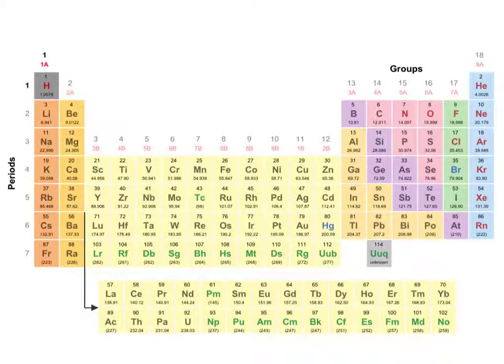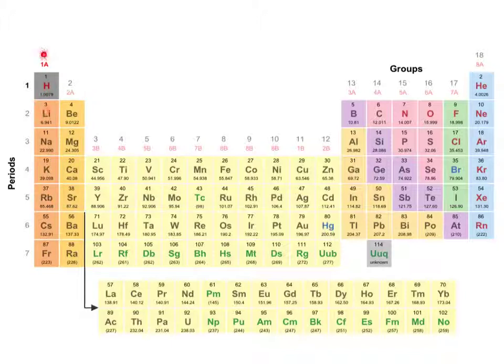Okay, so this is a presentation on how to name compounds. And in case you don't already know, this is a periodic table. So for naming compounds, the first thing that you have to do is to know the ionic charges of each column.